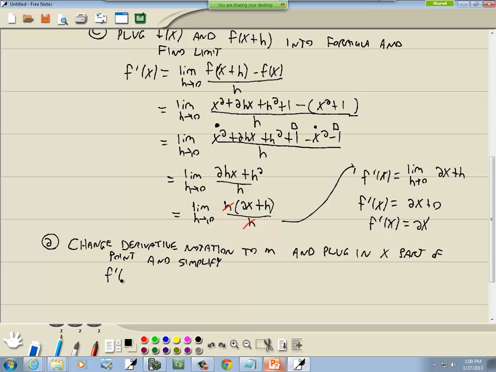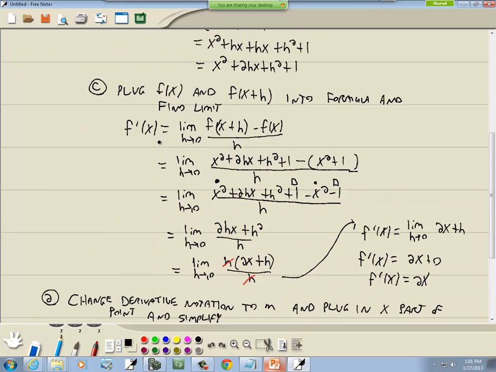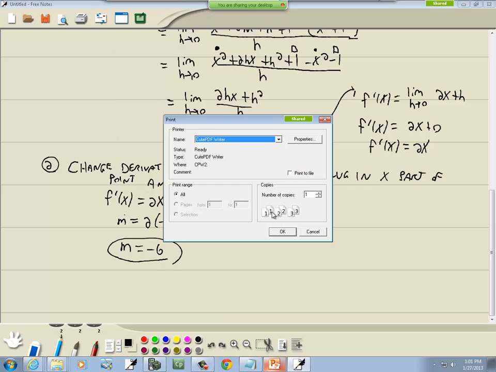Okay, so we found f prime is equal to 2x. But that says change derivative notation to m. So f prime is going to become m. And it says plug in the x part of the point. Well, the point I'm referring to is up here. We're given this point. This right here is the x part of a point. So we're going to plug -3 in for the x. So come down here, and I've got 2 times -3. 2 times -3 gives us -6. So that's our answer. m is equal to -6. Let me save that.